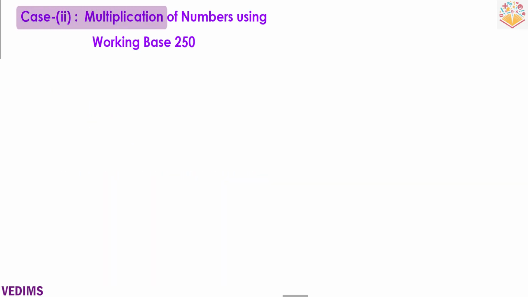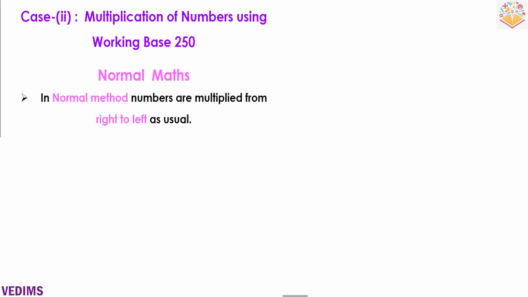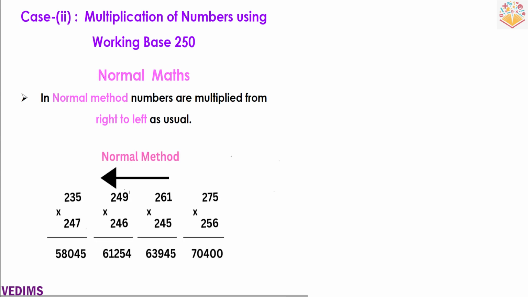Case 2. Multiplication of numbers using working base 250. Let us take the examples as usual. In the normal method, right to left, use school methods and get the product first. 235 into 247 is 58,045. 249 into 246 is 61,254. 261 into 245 is 63,945. 275 into 256 is 70,400.